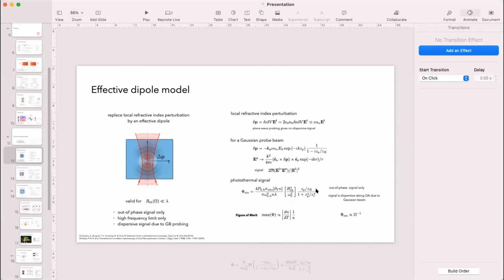Sorry, I didn't get the question. If ZR and ZP and R at omega 0 are all fixed, then your signal is proportional in a sense to the refractive index gradient and the thermal conductivity, right? If all the rest is fixed, you can say it like that. Yeah, that's an interesting observation. Thank you very much.